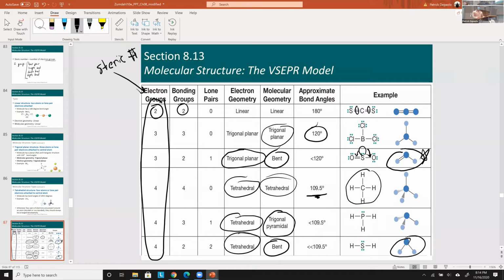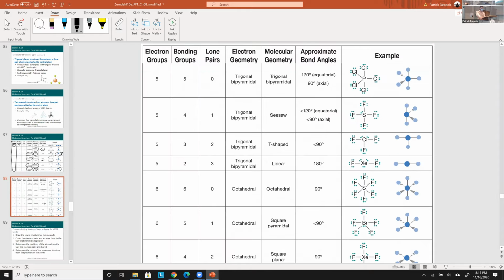Okay, any questions on that? No? Okay. Next is steric number 5. And then we only go up to steric number 6. And here's 5 and here's 6.